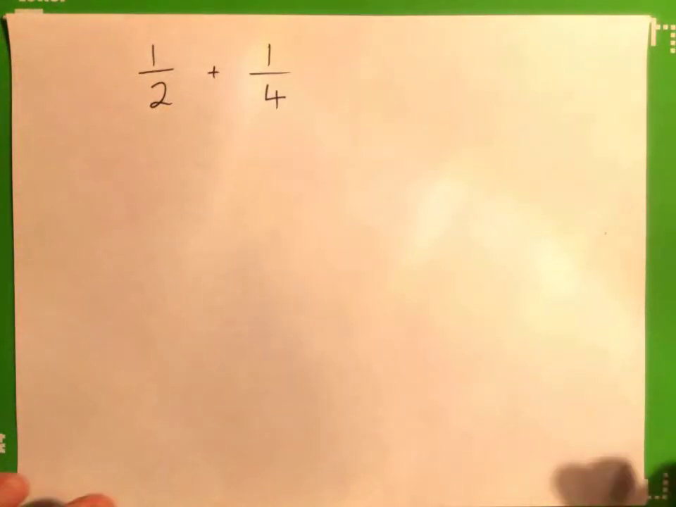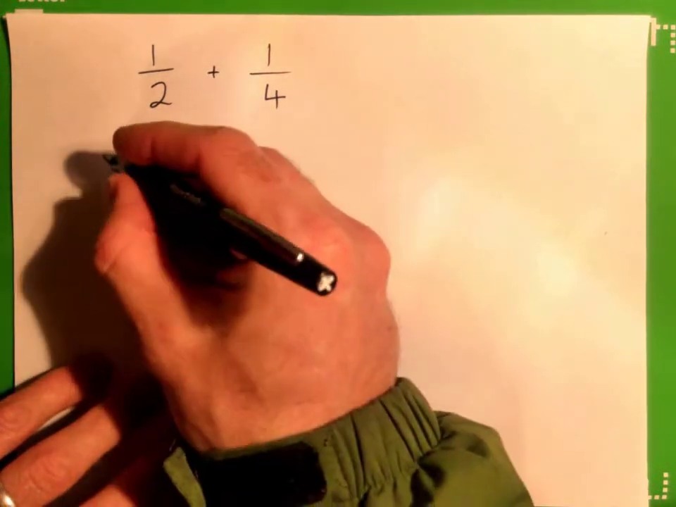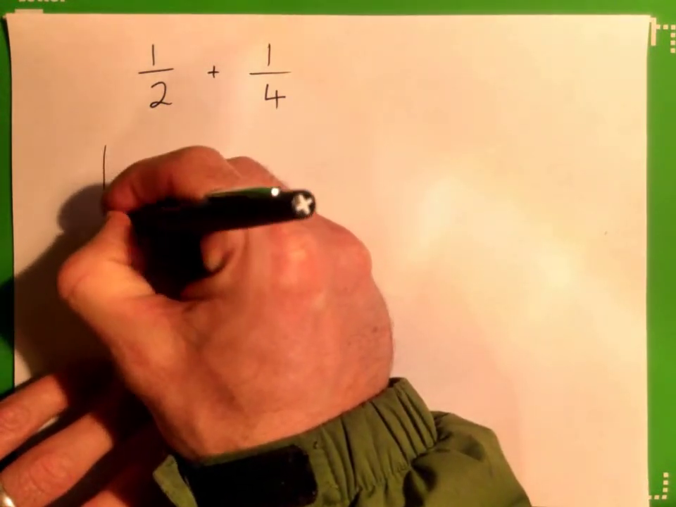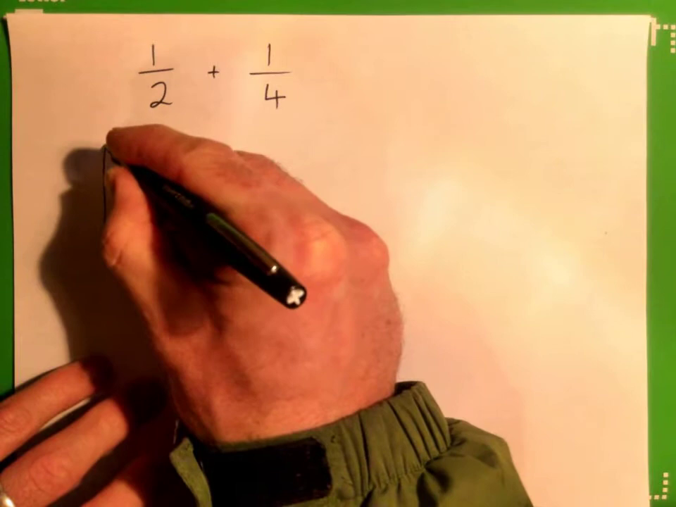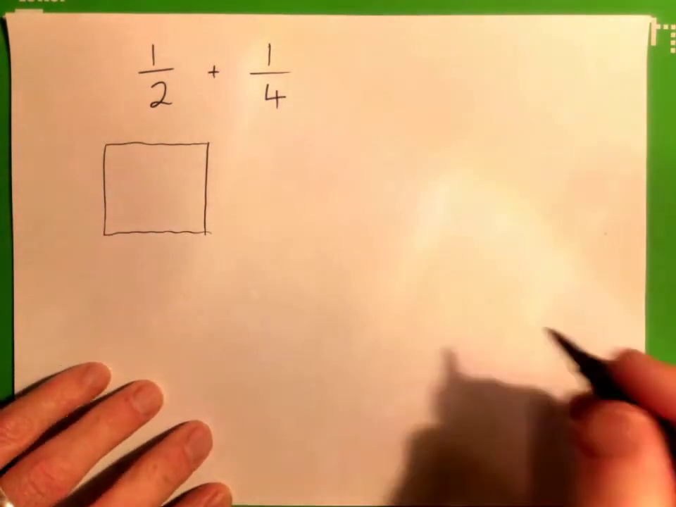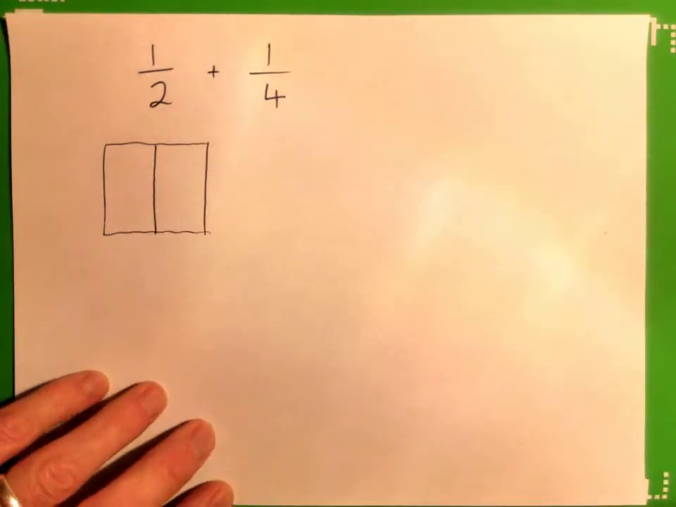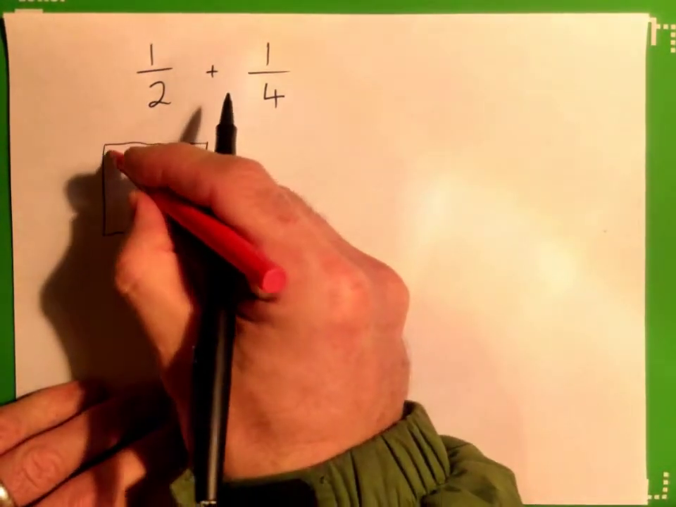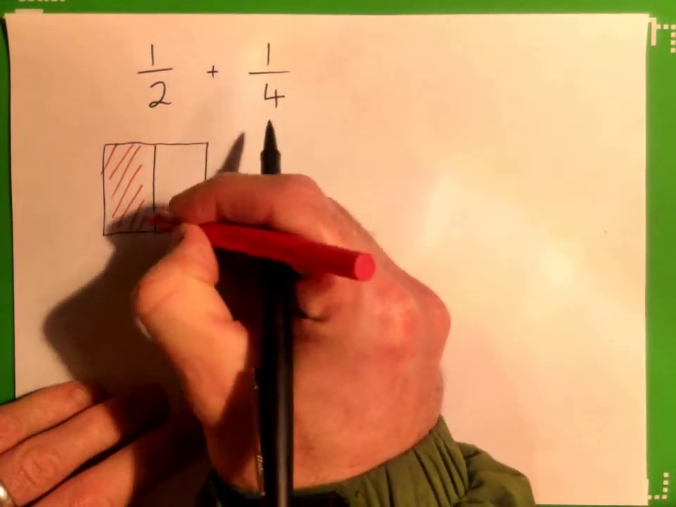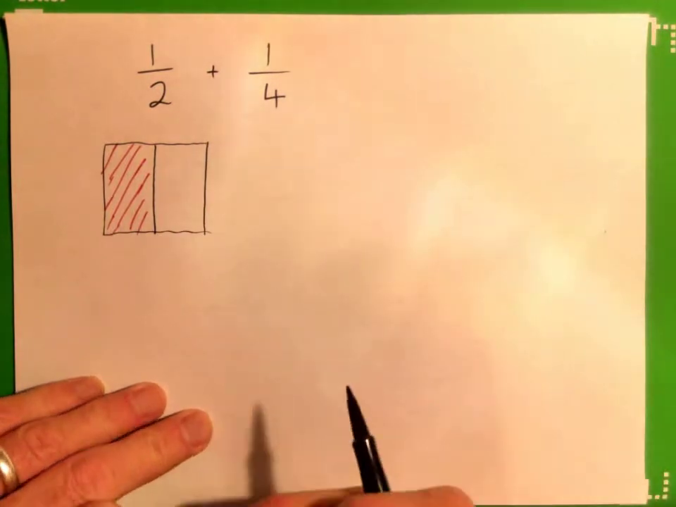So, 1/2 plus 1/4. I want you all to draw a square for the half. Alright? And divide that square into 2 equal parts, and then shade one side for the half, right? So that's a half. The red shaded part is 1/2. Are you good with that?